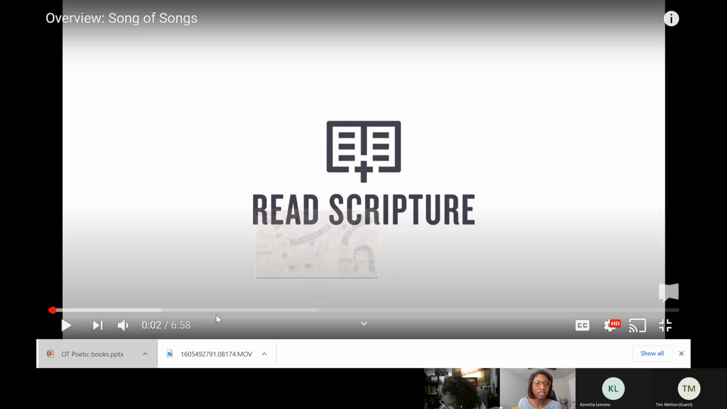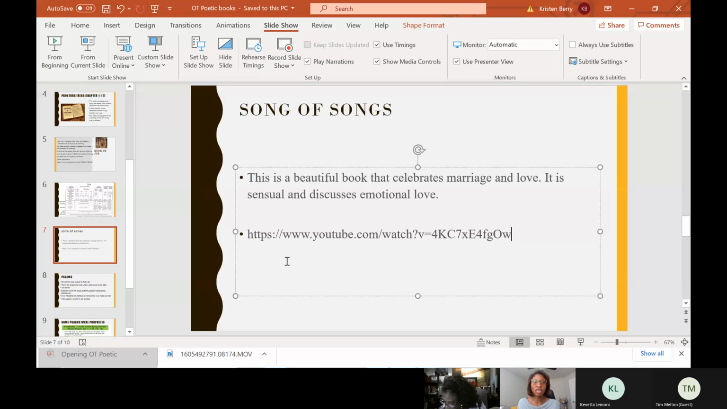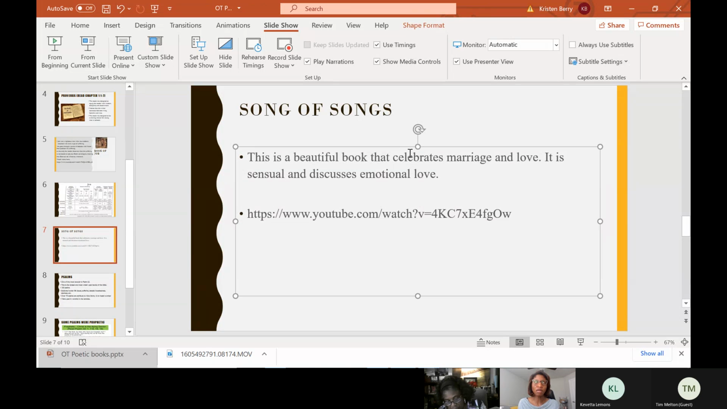Song of Solomon is really interesting because this book is so poetic. It celebrates marriage and love. We're going to take a look at some of the actual scriptures in just a second.